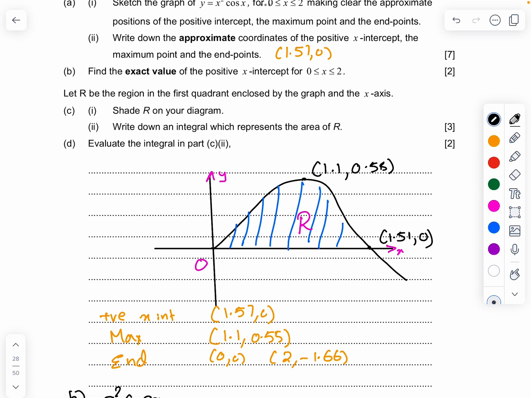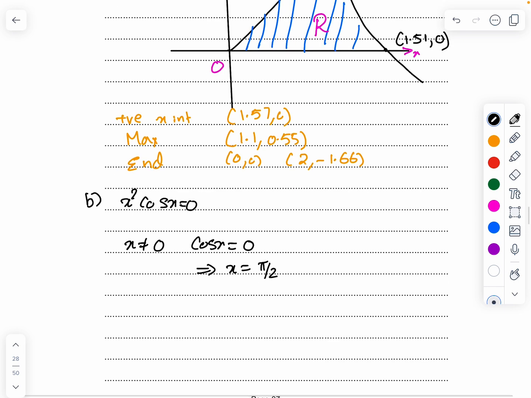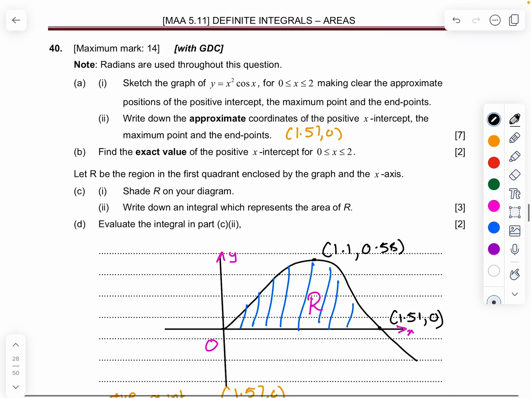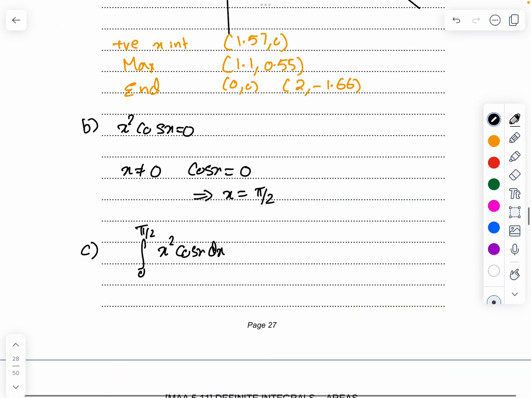C part, region R is the first quadrant enclosed by the graph and the x-axis. Shade that. We have already done that one part. Write down the integral for the area of the shaded region. So for that it will be the integral from 0 to pi by 2 of x square cos x dx. Now, because it is with GDC, you can directly use this GDC and get that answer as 0.467. That's going to be the answer.